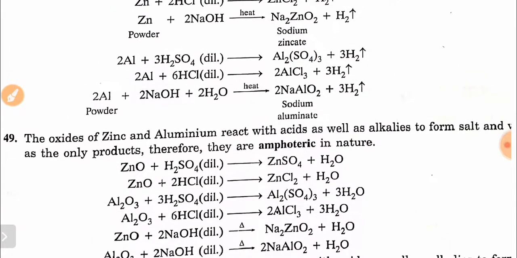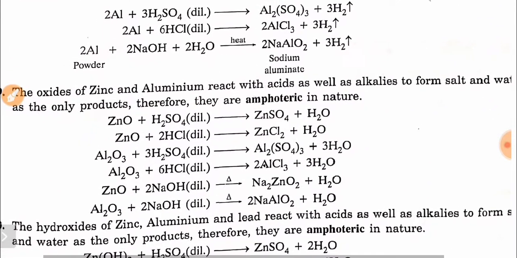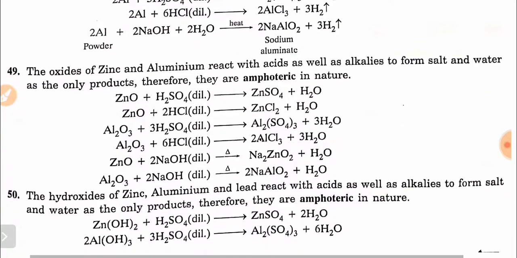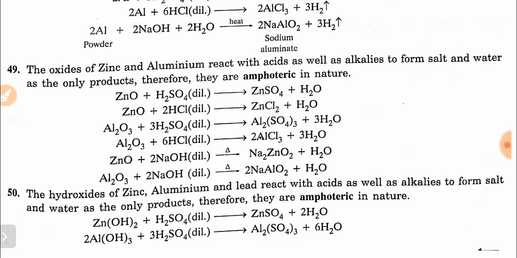The oxides of zinc and aluminium react with acids as well as alkalis to form salt and water as the only products. Therefore, they are amphoteric in nature. So their oxides are also amphoteric in nature. You can see whenever they react, ZnO plus H2SO4, with acid or alkalis, they form salt and water.